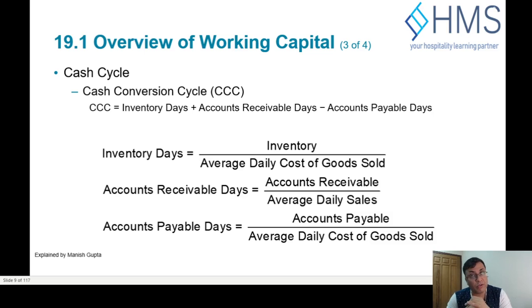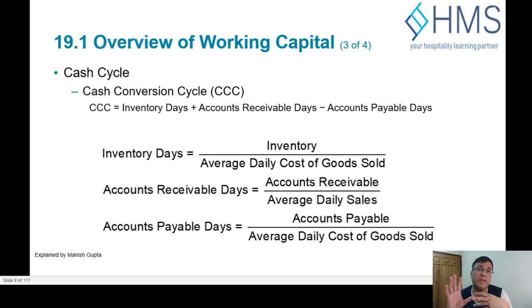Here, the average daily cost of goods sold or average daily sales is the total, not just the credit sale. Well, actually it should be the credit sale only, because receivable days means your average receivable divided by credit sales per day. That will help us understand how many days of credit sale are outstanding, because cash you receive immediately anyway.